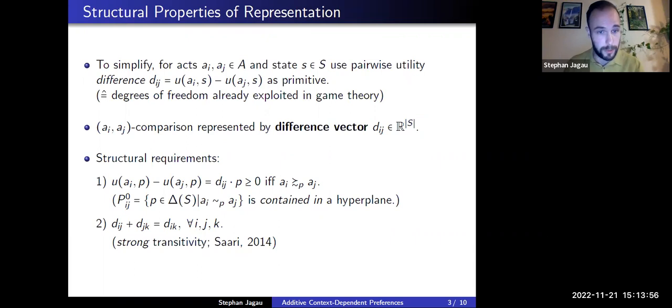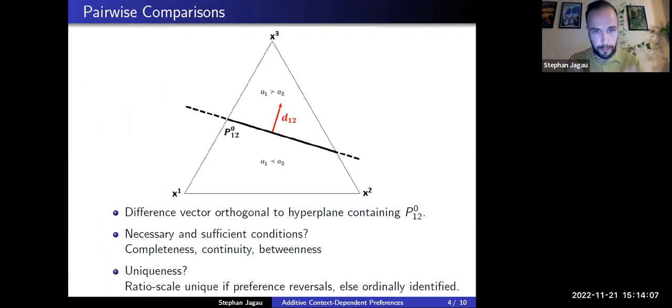So now the question is really just how do we impose conditions on the conditional preference system to get back those structural requirements. For pairwise comparisons, that's already pretty well understood. How does that work? Well, we have our hyperplane D12 here with a comparison between Act 1 and Act 2 as a normal vector to that hyperplane. So that hyperplane is going to separate the strict preference regions on my simplex of beliefs. And that, just looking at that picture, kind of tells us all the axioms we need to get there.